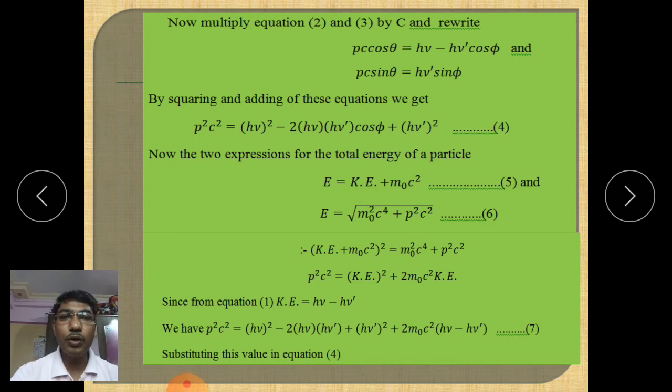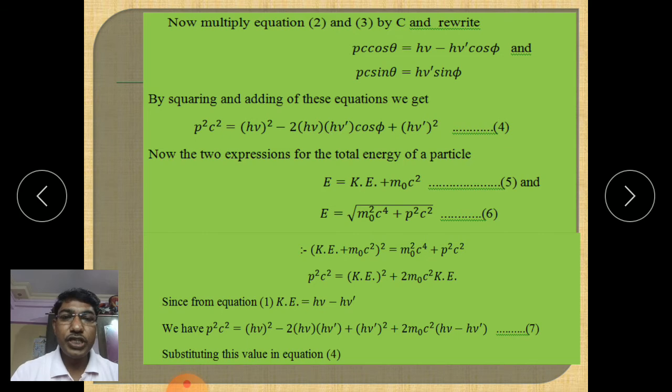Now, the two expressions for the total energy of the particle. The total energy E is equal to kinetic energy plus rest mass energy m0 c squared, and another expression for total energy is E equals the square root of m0 squared c to the power 4 plus p squared c squared. From these two energy equations, you get this equation. Therefore p squared c squared is equal to this.